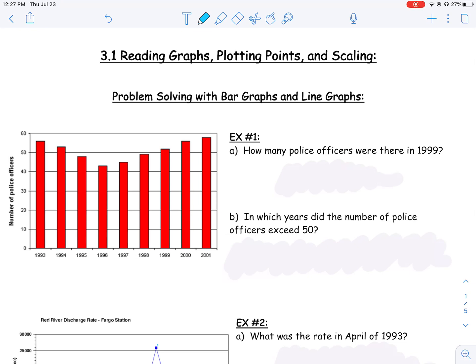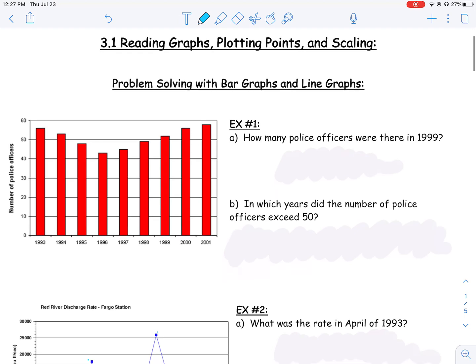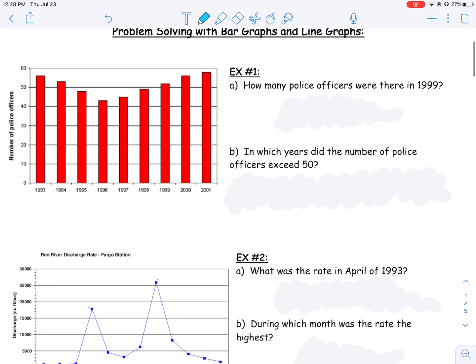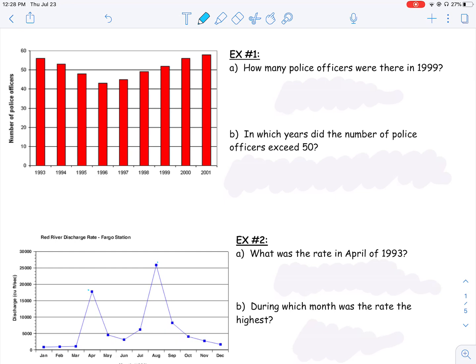Now, before we get too deep into lines, let's talk about how to read other graphs like bar graphs, line graphs, and even pie charts. So if you look at example number 1 in 3.1, it gives us a bar graph. We have to first figure out what this bar graph is representing. It looks like on the horizontal axis, those are years, right? It looks like the year 1993 all the way to 2001. It looks like on the vertical axis, those are numbers representing the number of police officers. So it looks like these are the number of police officers from 1993 to 2001.